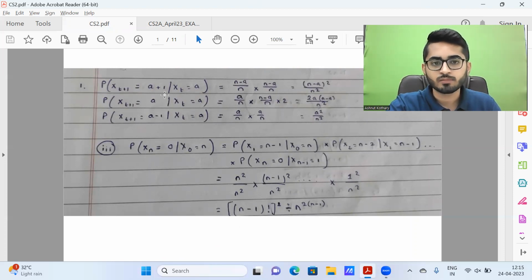Probability X_{t+1} equal to a plus 1 given X_t equal to a. The state space over here, first of all, is 0, 1, 2, 3, and so on till n. And the Markov chain is in fact irreducible as well. So this is coming out to be (n minus a) whole square by n square, then 2a into (n minus a) by n square, and finally a square by n square. If you add all of them, this will give us 1, which makes it consistent as well. As for part 3, we need this particular probability, and it's coming out to be ((n minus 1) factorial) whole square divided by n to the power twice (n minus 1).